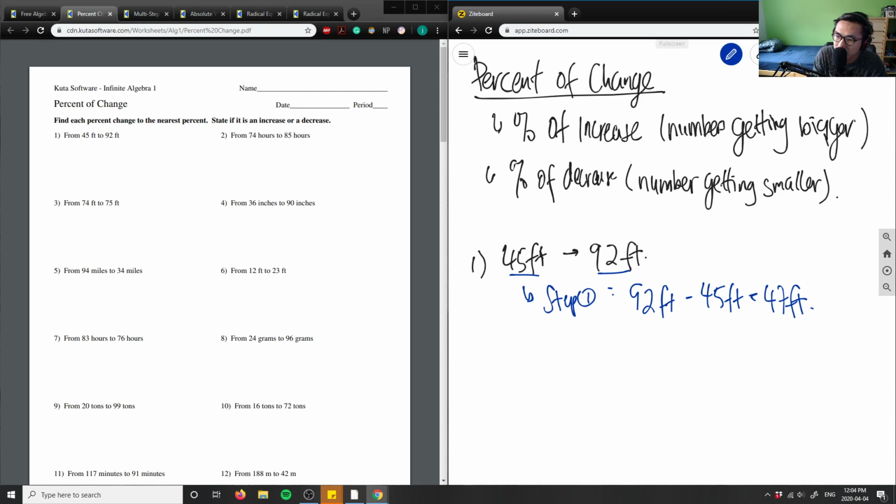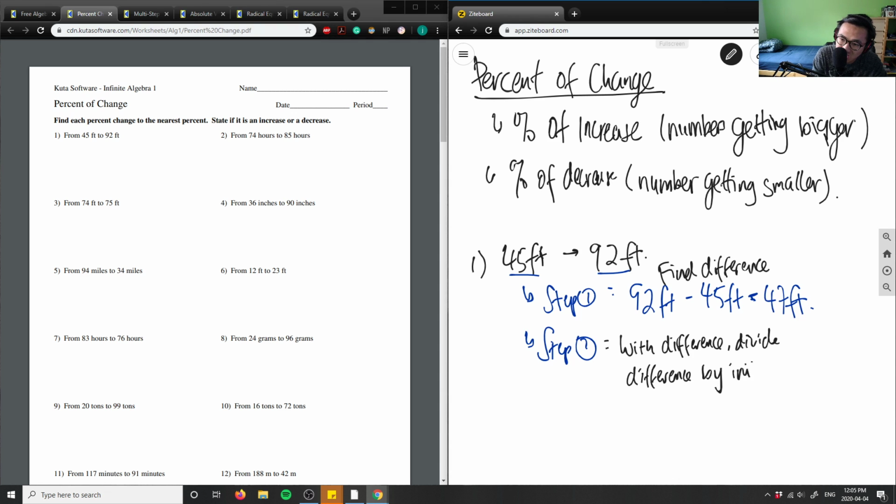So it's 47 feet. And now step two here is we're going to take the difference and divide it by the initial. So step one was find the difference. Step two is with the difference, we're going to divide the difference by the initial. And what I mean when we talk about initial is this number. When we talk about this word initial, it's this number here, in red, is the initial.